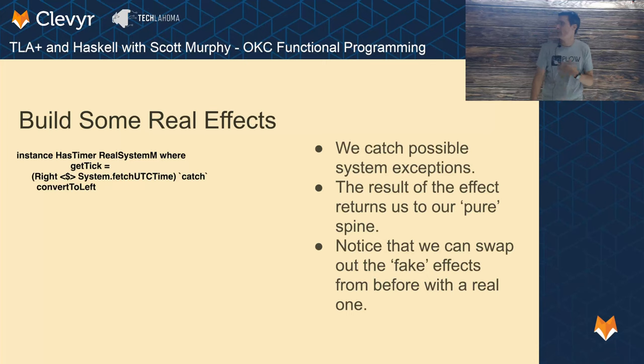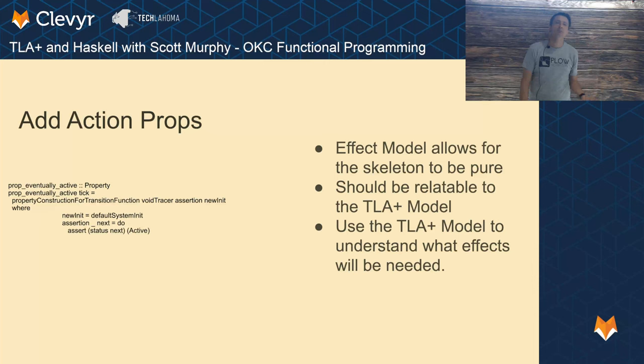So here I have a system library fetching UTC time. I'm catching if there's any error, converting that error into some sort of type that makes sense to me, and then just returning the time. But from the point of view of every other part, once I say get tick right there, it's always the same. So all I did is, in one place I'm running real, in one place I'm running fake.